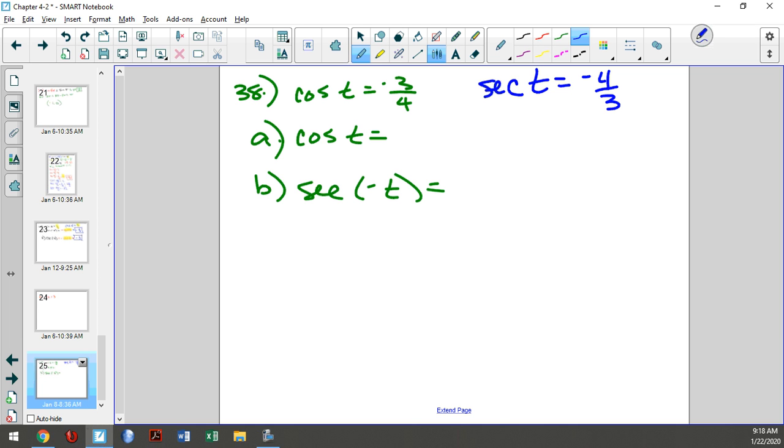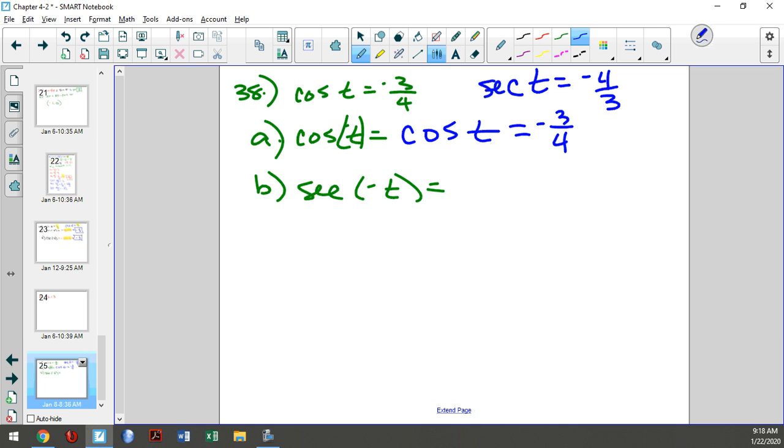Okay, on page 263, what is the cosine of negative t? I feel like I have an error up there, so let's make sure I don't. Problem 38. Yes, there's supposed to be a negative here. Sorry. What does the cosine of negative t equal? On page 263, the cosine of negative t is equal to what? The cosine of t. Do I know the cosine of t? What is that? Negative 3/4.